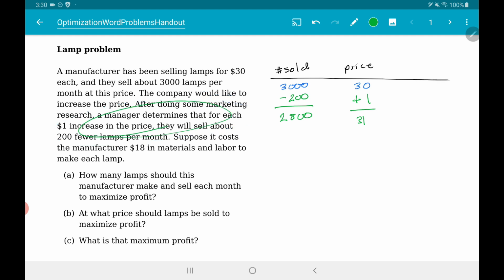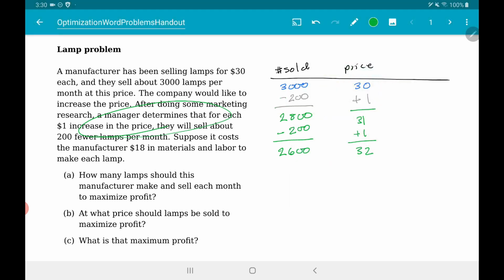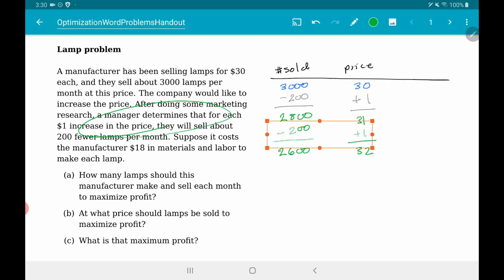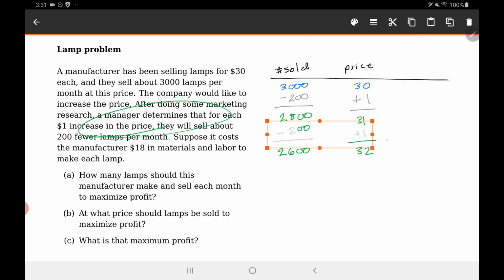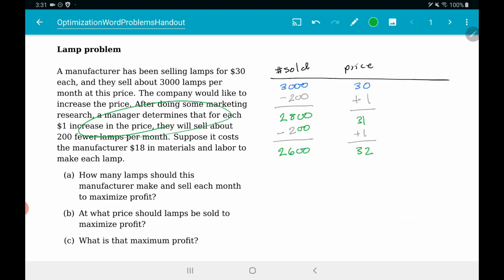Now we could do all of this again. We could increase the price to $32, and that would lead to 2,600 being sold per month. So let me gray out some of these lines. The part that you see in green is the actual pairs of numbers sold and the corresponding price.